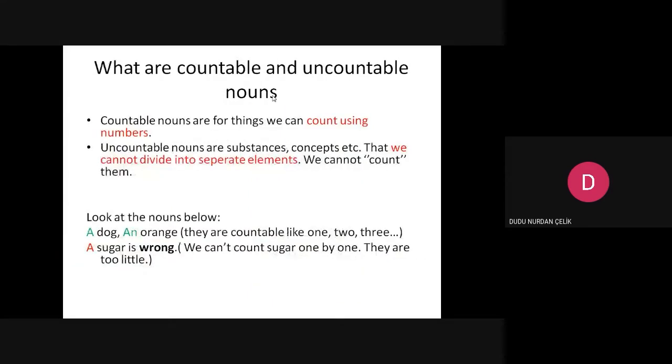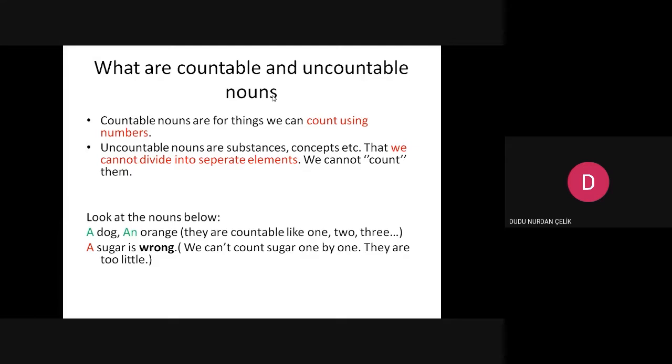Let's make a summary now. What are countable and uncountable nouns? Countable nouns are for things we can count using numbers. 1 bed, 2 apples, 3 cats, a lot of children, 5 books, counting, 1, 2, 3, counting. And uncountable nouns are substances, concepts, etc. that we cannot divide into separate elements.